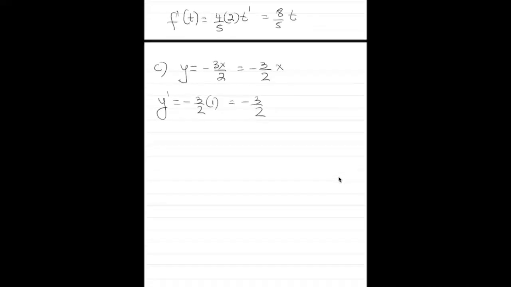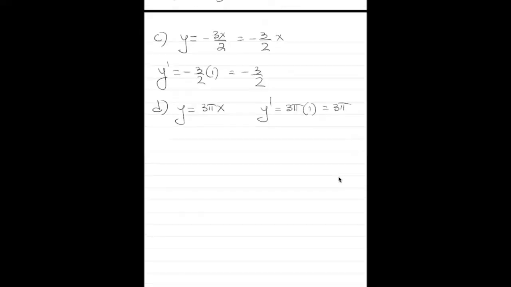Example C: y equals negative 3x over 2. Let's separate that constant. And so now y prime would be negative 3 over 2 times the derivative of x, which is 1. So I'm just going to write down here 1. Negative 3 over 2. It makes sense. The slope of the line negative 3/2 x is negative 3/2.